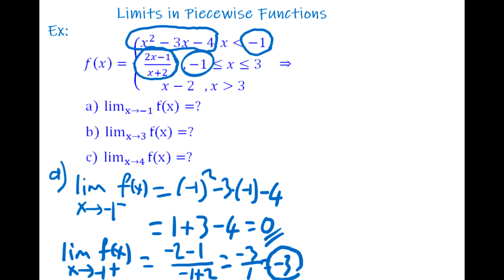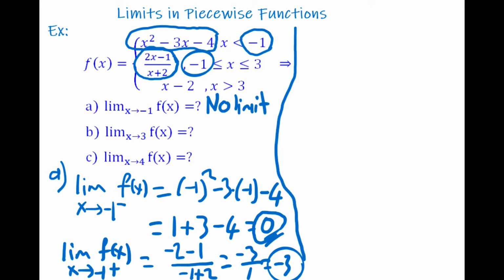Because the right limit, which I found as -3, is not equal to the left limit, which I just found as 0, in this case there is no limit because those limits are not equal to each other. So there is no limit, guys. And I'll continue B here.